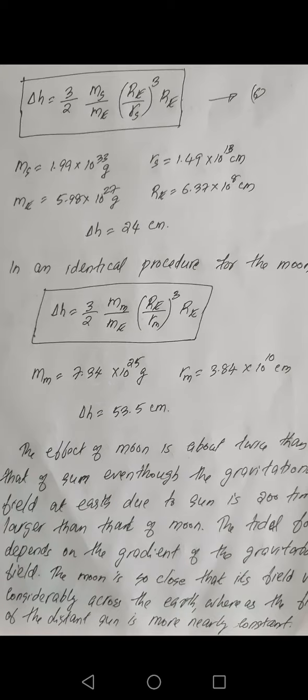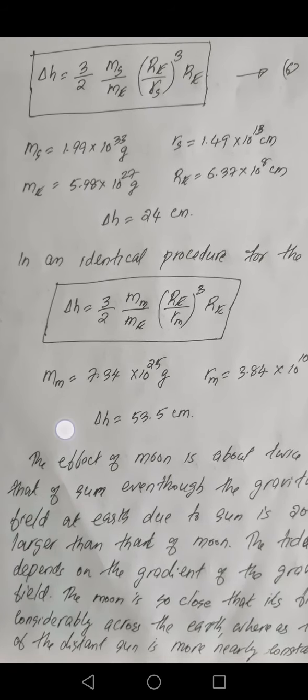In a similar procedure that we followed for the sun, if you follow the same procedure for the moon, the solar mass is replaced by the mass of the moon, that is delta h is equal to 3 by 2 mass of moon divided by mass of earth into re by rm cube into re. Rm means the distance between the center of the moon and the center of the earth.